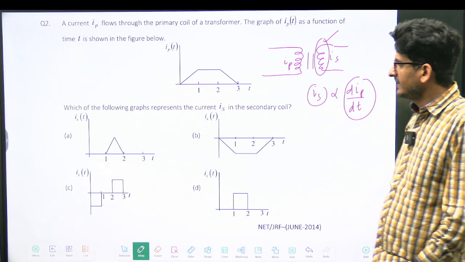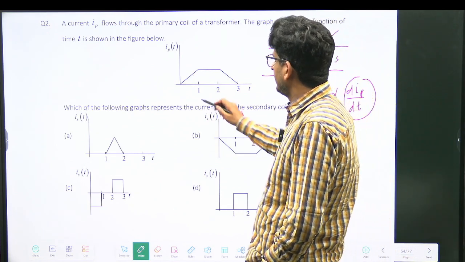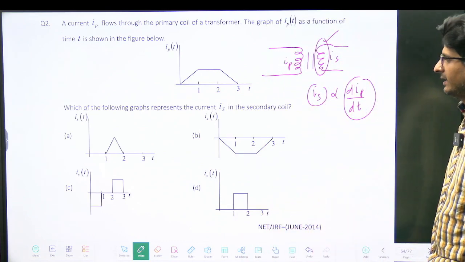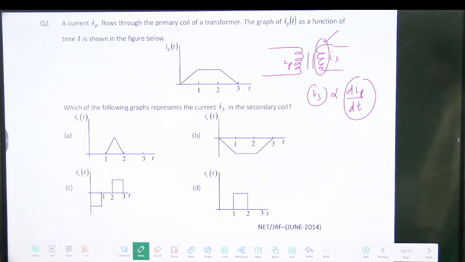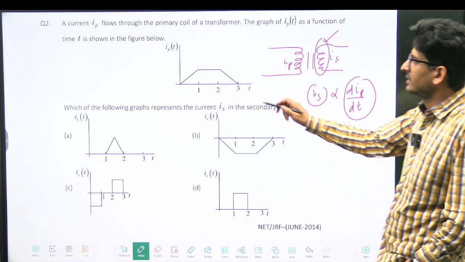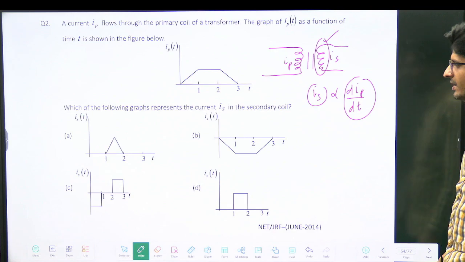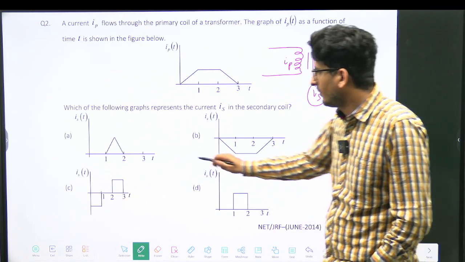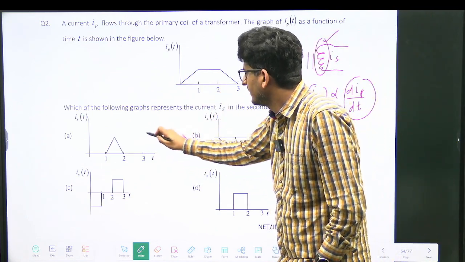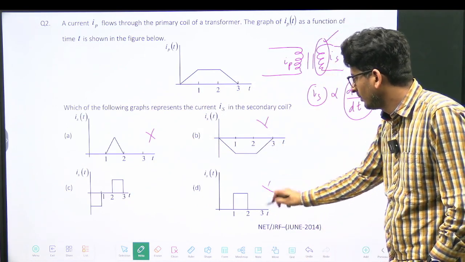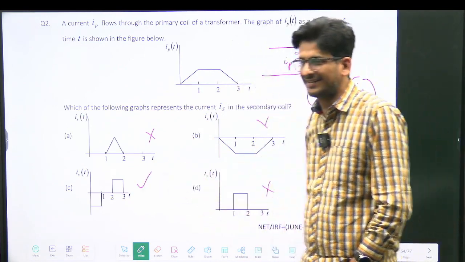So let us see this, and this is linear. So I should get a constant value. This is constant, so here I should get 0 value. So from 1 to 2 it is 0. So from 1 to 2 it should be 0, this is wrong. It should be 0, this is wrong. So this one is correct.